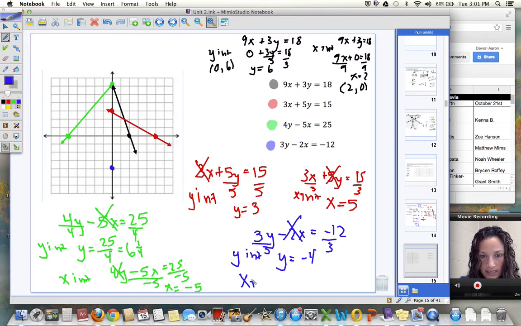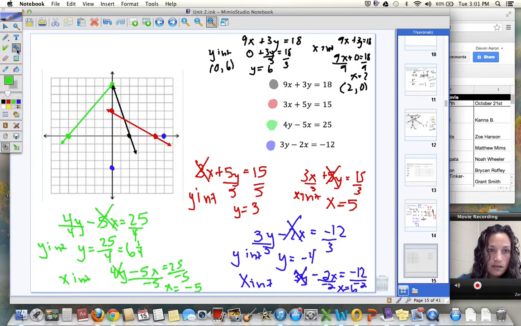When I want my x-intercept, so I have 3y minus 2x equals negative 12. I set my y to 0. I divide by, don't forget that negative 2. When I divide a negative and a negative, I get a positive. 1, 2, 3, 4, 5, 6. Get my arrows.